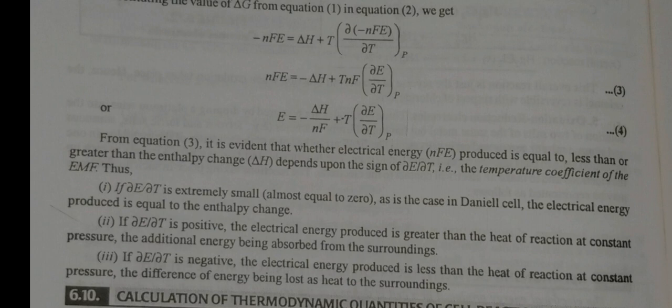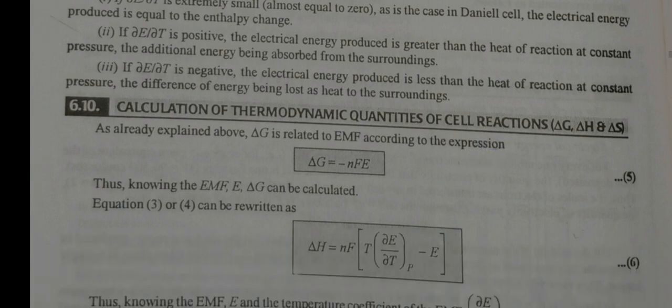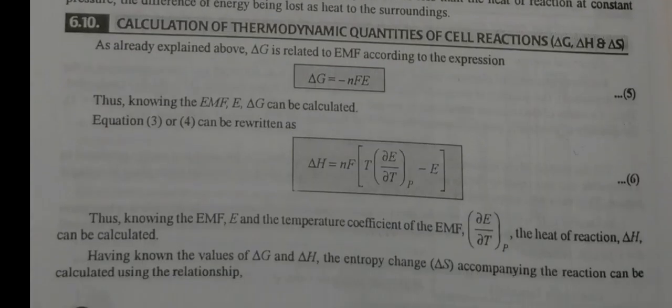Second, if ∂E/∂T is positive, the electrical energy produced is greater than the heat of reaction at constant pressure, the additional energy being absorbed from the surroundings. Third, if ∂E/∂T is negative, the electrical energy produced is less than the heat of reaction at constant pressure, the difference of energy being lost as heat to the surroundings.